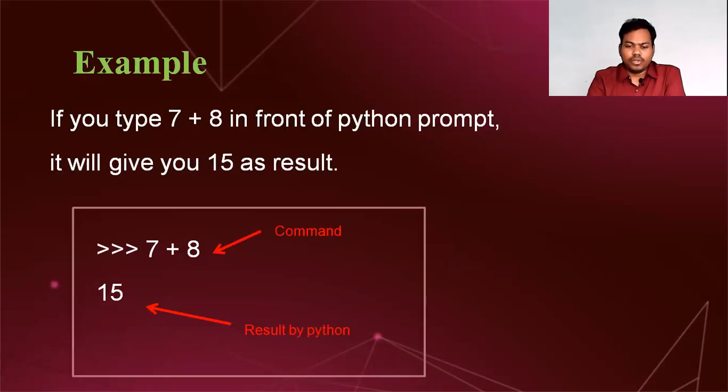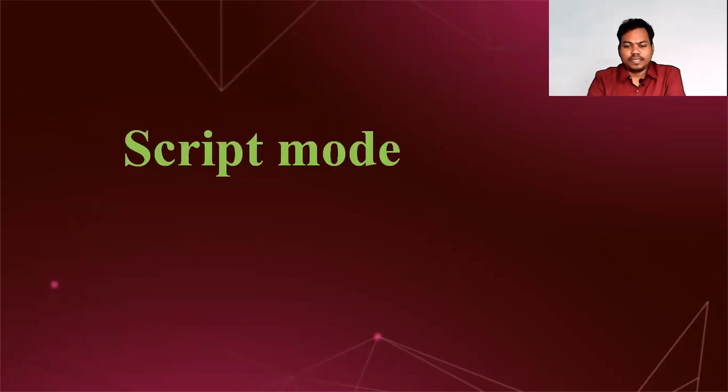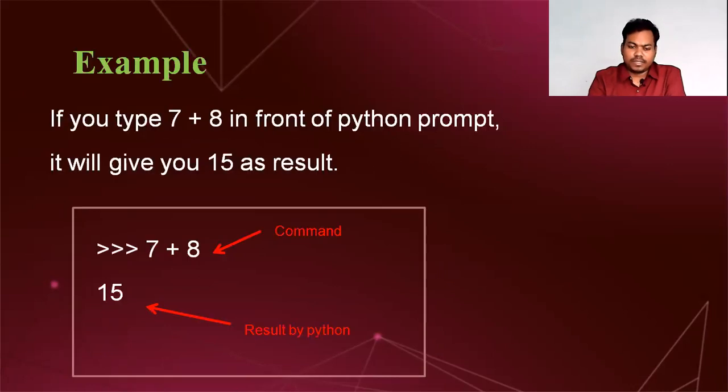Let's see the example also. As I had just shown you, if you type 7 plus 8 in front of the Python prompt, it will give you 15 as result, right? This is the Python prompt, these three greater than symbols, and this 7 plus 8, whatever you have given, is a command, and thus when you press the enter key, 15 will come. That is the result by the Python.